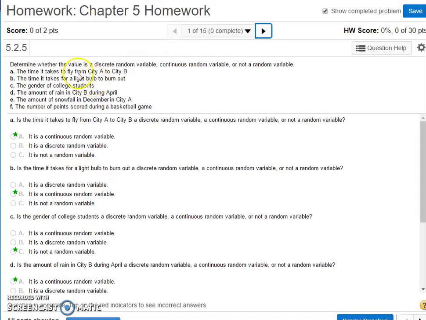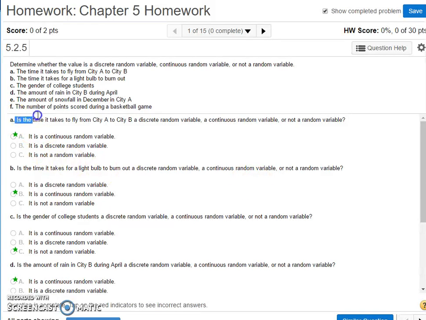So the first question here is asking about determining whether the value is a discrete random variable, a continuous random variable, or not a random variable. So what's going to happen is a discrete random variable is going to be something that is countable. For example, the number of trees in a yard. I can count the number of trees, the number of students in a class. Continuous random variables tend more to be something about weight. So if you're weighing your apples, you can have 1.267 pounds of apples, or you're buying some hamburger meat. Or not a random variable, is just the variable's not random.